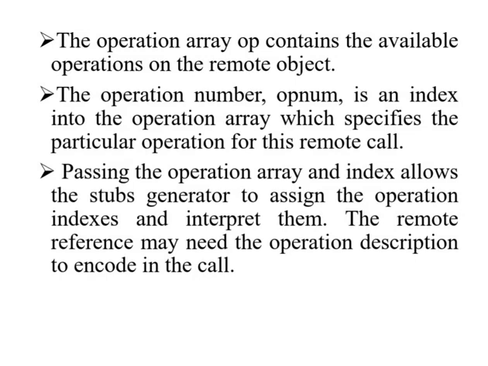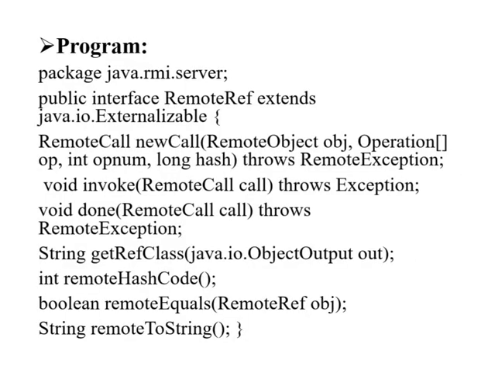Let us consider the example for that. The program: package java.rmi.server; public interface RemoteRef extends java.io.Externalizable { RemoteCall newCall(RemoteObject obj, Operation[] op, int opnum, long hash) throws RemoteException; void invoke(RemoteCall call) throws Exception; void done(RemoteCall call) throws RemoteException; String getRefClass(java.io.ObjectOutput out); int remoteHashCode(); boolean remoteEquals(RemoteRef obj); String remoteToString(); } This is a program used for the RemoteRef interface.